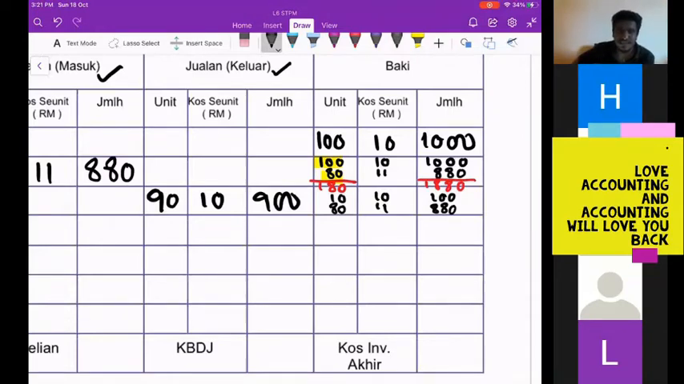Daripada 100 yang lama, 90 saya sudah jual, so 10 masih with me. 80 saya tak touch, still with me. So the total still with me is 90. The total cost is 980. The red color, advisable, just do lah. If you didn't do also can.